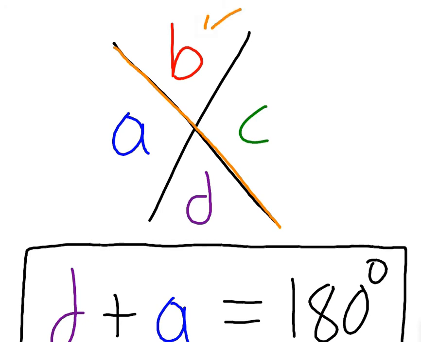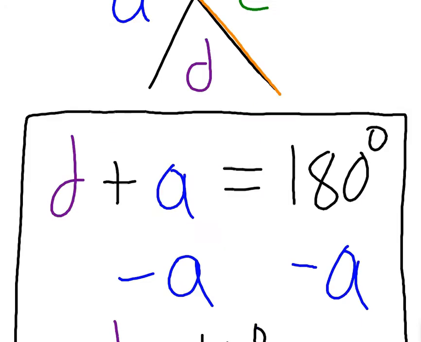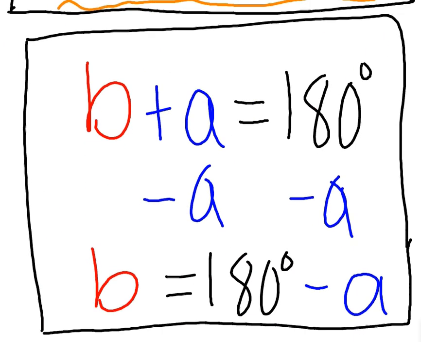B. If I take 180, subtract A, let's say A is 100, then I would get B is equal to 80, right? Because 80 plus 100 equals 180. So it's reverse addition. So similarly, if we say B plus A equals 180, and we subtract A from both sides, then we can show that B is also equal to 180 minus A.